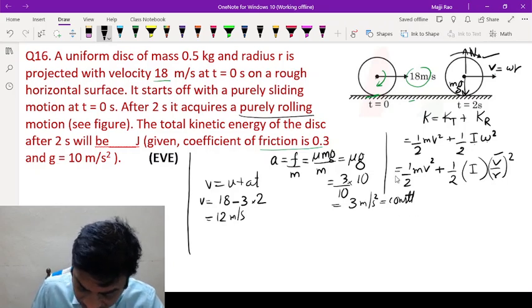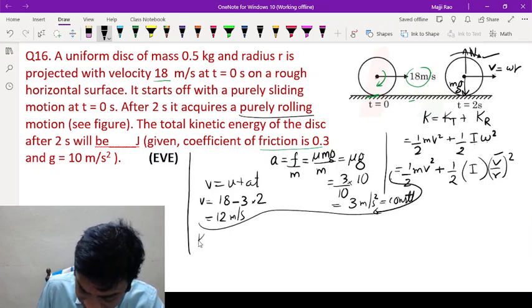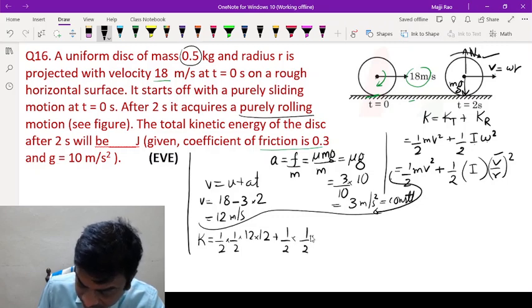Okay. So therefore the total kinetic energy, we'll start from here once again, is half m v square plus half I, where I is m r square by 2, and this is v square by r square. V square is again 12 into 12.